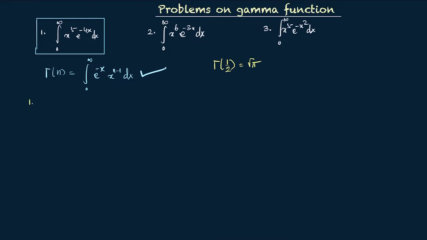The first problem: the integral from 0 to infinity of x to the power 5 times e to the power negative 4x dx. This is the integral which is given to us. Now we need to solve it.